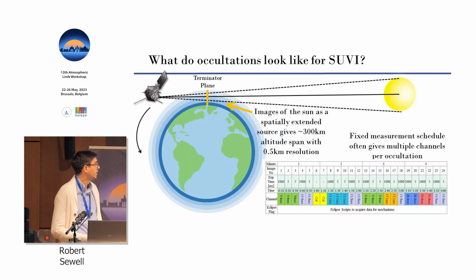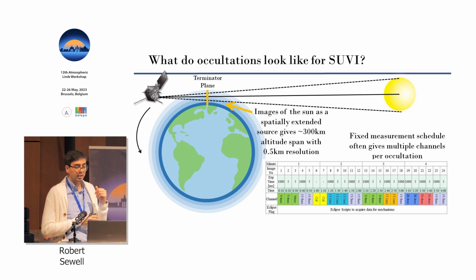So we've already seen some images or graphics of what solar occultations look like, but for SUVI specifically, because it's an imager, the full solar disk is projected into the terminator plane. And when it's projected into the terminator plane, we get about 300 kilometers of spatial span in the thermosphere. And when we project the SUVI imager's pixel scale into the terminator and the thermosphere, we have about 0.5 kilometer resolution from pixel to pixel.